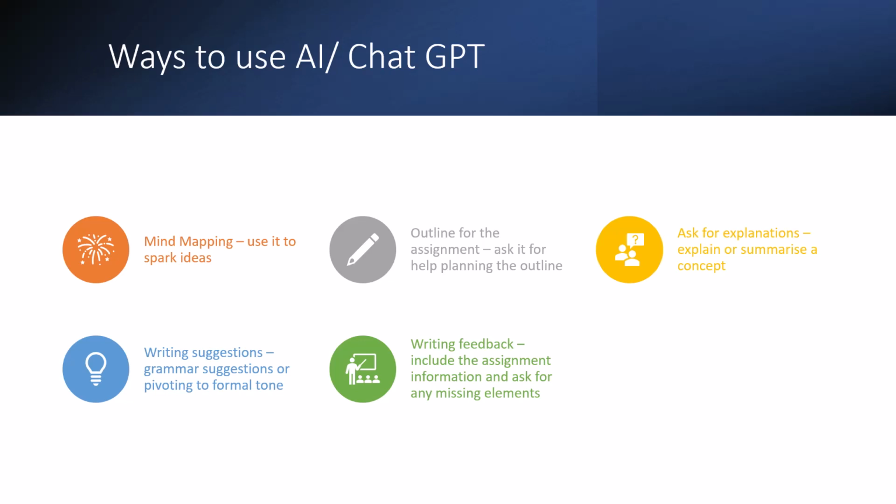So that being said, there are definitely ways that we can use generative AI programs such as ChatGPT, that I am a fan of. Things like mind mapping, using it to spark ideas, writing suggestions, helping to pivot from first person to third person, looking into that formal tone, for example. We can ask it to outline an assignment for us, how to get that structure, or what needs to go into which sections. We can ask it for writing feedback, looking at learning objectives, for example. And we can also ask it for explanations to explain or summarise a complex concept into more informal language. I think that can be a really nice way of engaging with these systems.